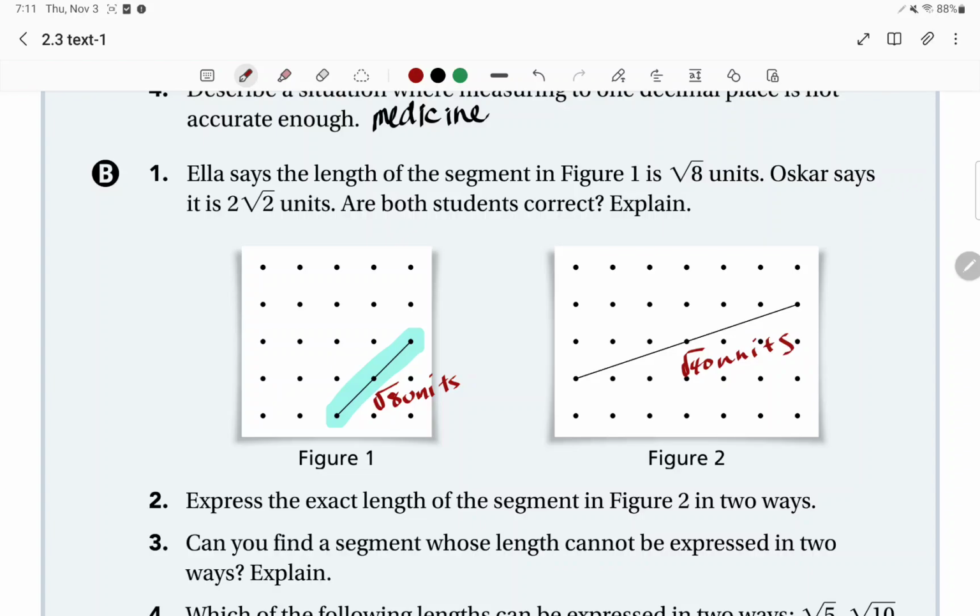So on the first one, Oscar says it's 2 square root of 2, not square root of 8. Do you think that they're both the same thing? In your calculators, go ahead and find what the square root of 8 is, and then take 2 times whatever the square root of 2 is. Go ahead and find that in your calculator. Okay, and when you do that, you should have found that you get the same thing. They're both equal to 2.828.